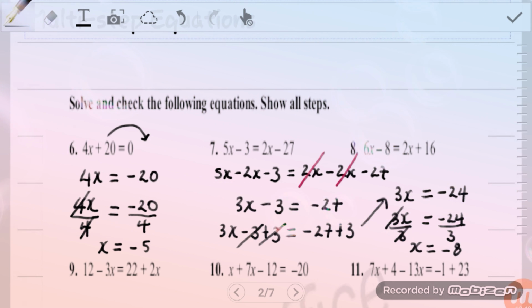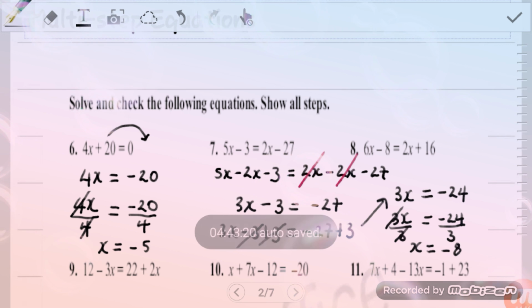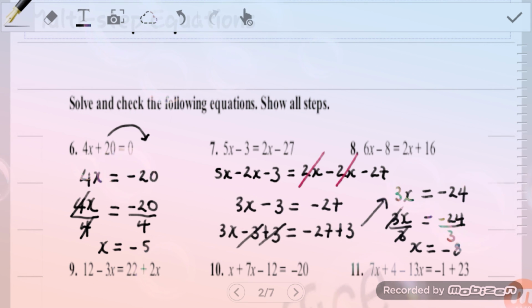Now, if you prefer just using this arrow transposition technique here, it is mathematically legal to do that as long as you remember to change your sign. Now, in this method here, we don't have to really remember to change any signs because the signs automatically change itself once you are doing the opposite operation to remove the unwanted term or unknown term or numerical value. All right, so that is it for that method.